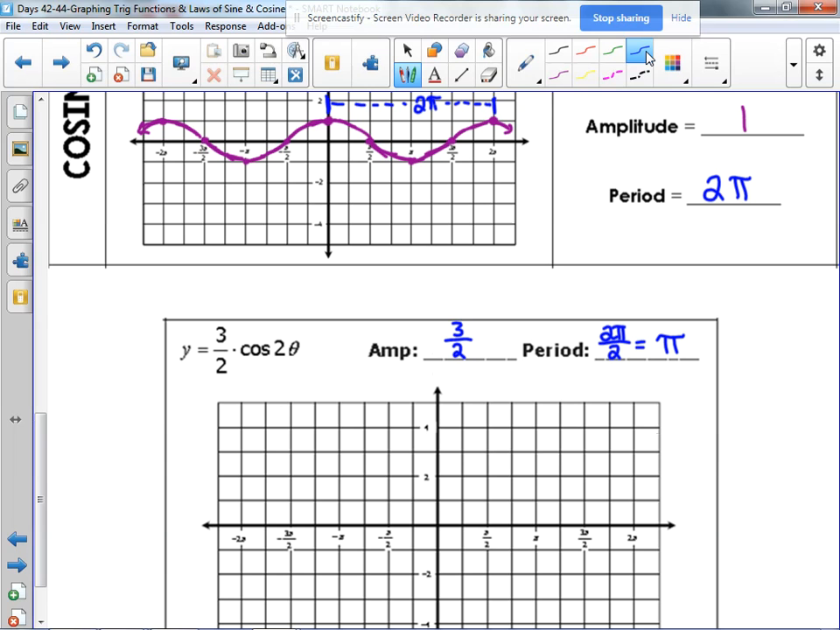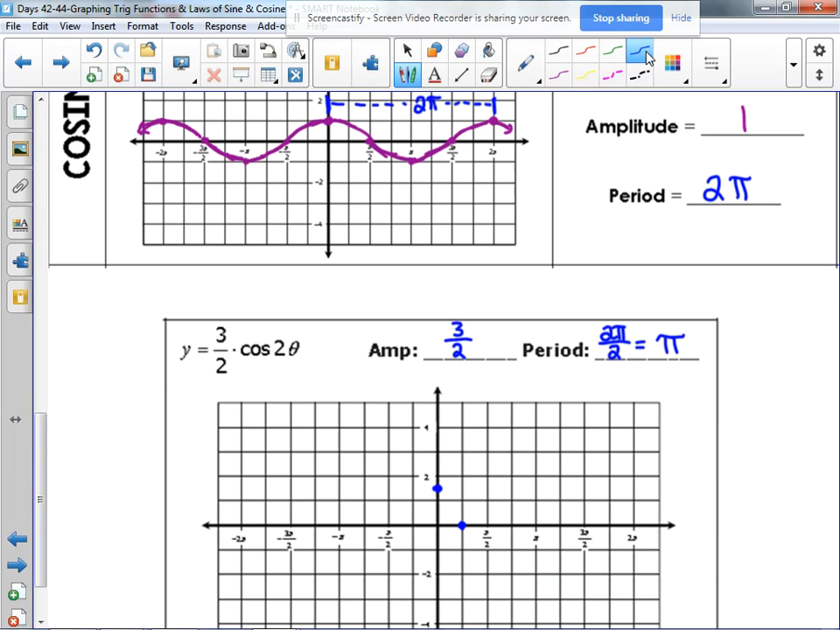So let's do the same thing. 0 is not going to change, except we are going to be at 3/2, so that's 1.5 instead of 1. Okay. Normally, we cross the x-axis at pi/2, so divide that by 2. That's going to put us at pi/4.